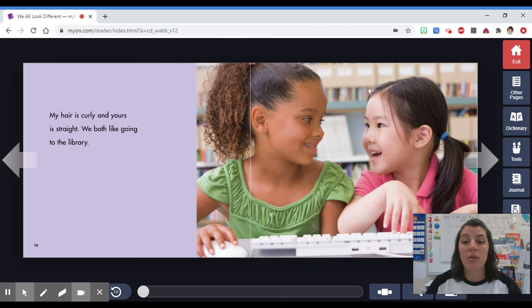So while these two little girls have different colors and textures of hair, they have a similarity, which is they both like to go to the library. So even though they look different, they enjoy something that's the same.